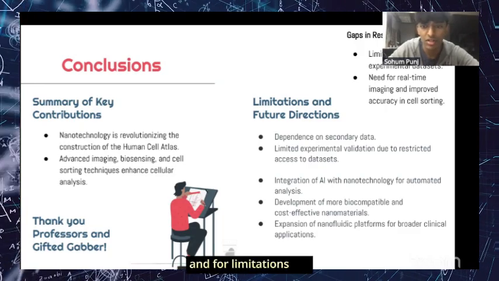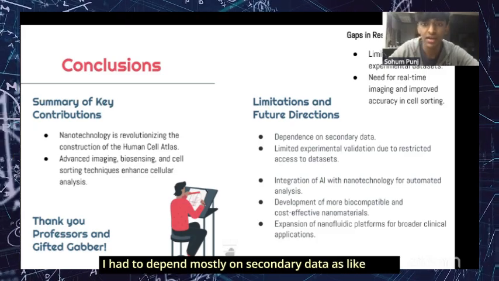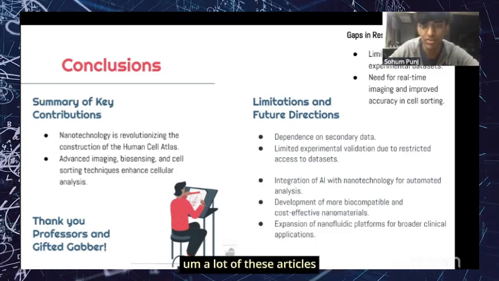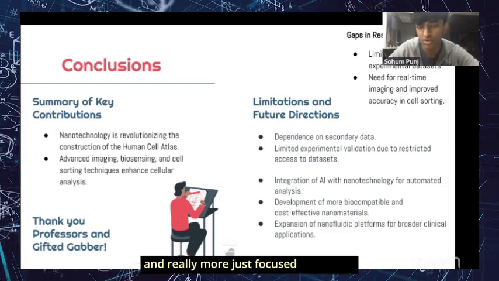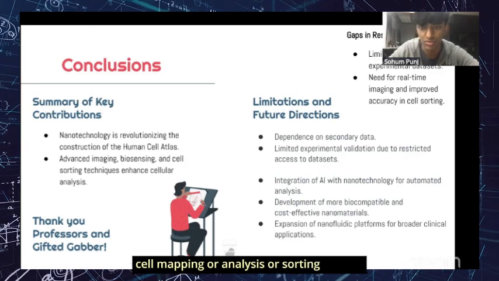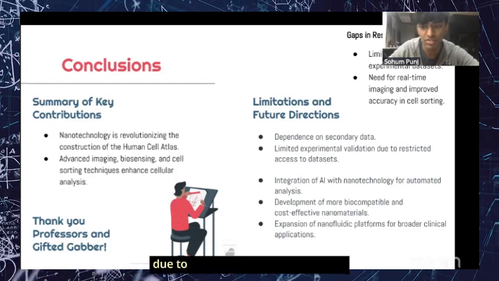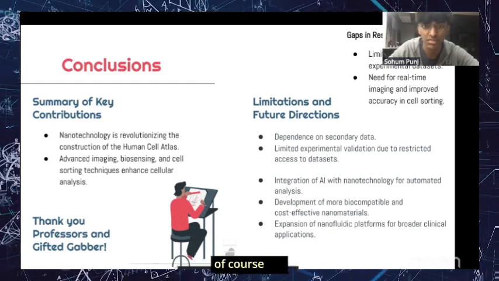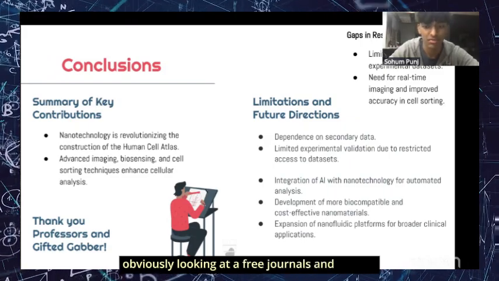And for limitations, I had to depend mostly on secondary data as, like I said, a lot of these articles didn't really have experience in the Human Cell Atlas and really more just focused on the cell mapping or analysis or sorting aspects. I had limited experimental validation due to restricted access to data sets, of course, obviously looking at free journals and articles.